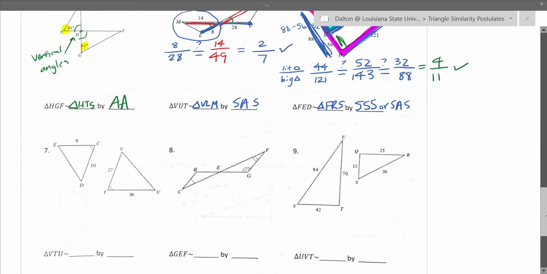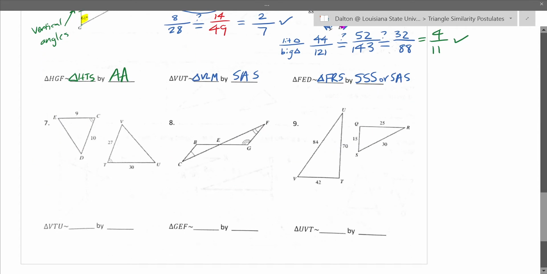For number 7, I've got two pairs of sides, and I have the angle. Notice that angle is between the sides. That's important, right? This one has two marks on it. This one has two marks on it. It's between the two sides. So now I need to check, are those two sides proportional to each other?